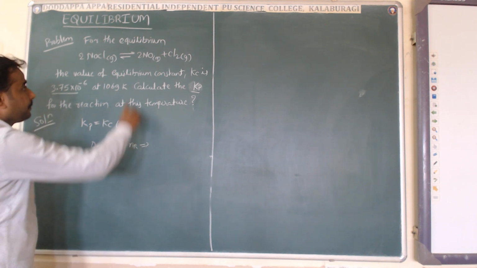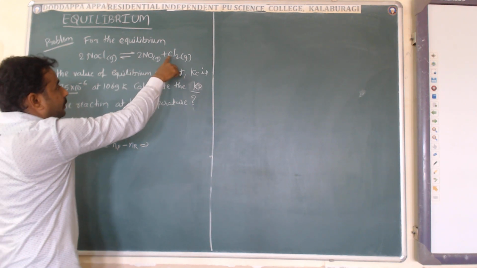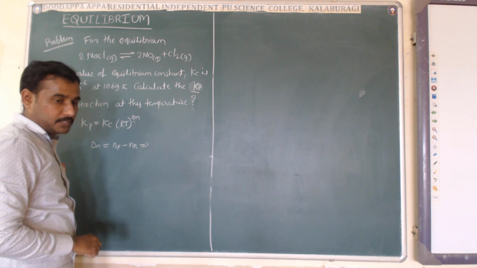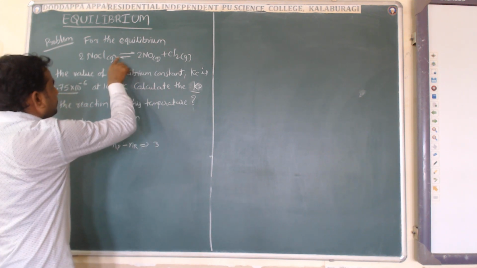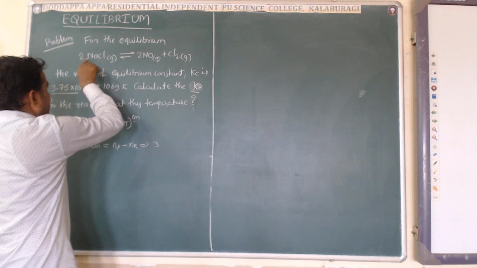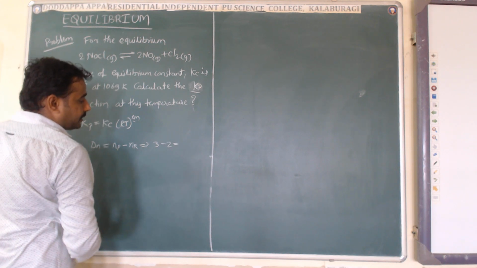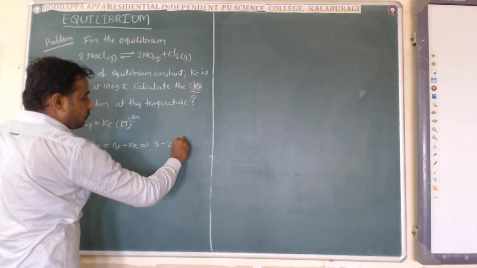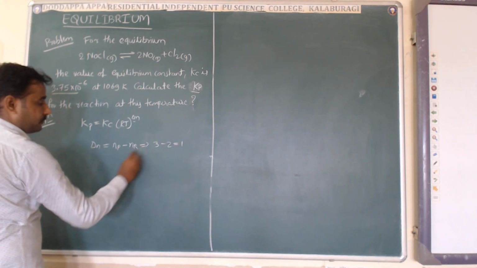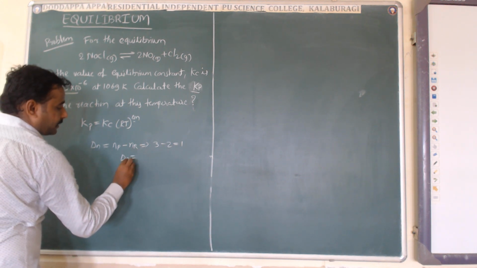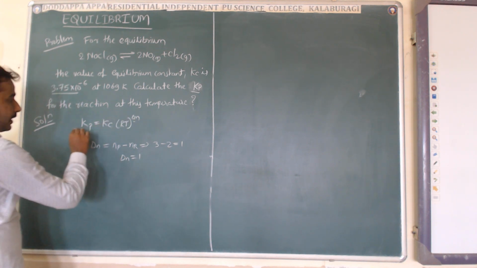So here 2 plus 1 becomes 3, minus the reactant, which is 2. 3 minus 2 is 1. So the delta n value is 1. Next, you put those values here.